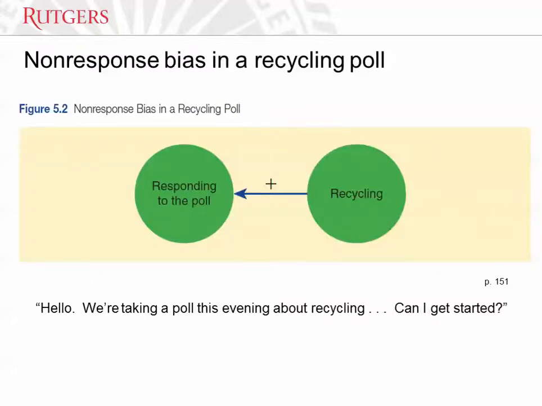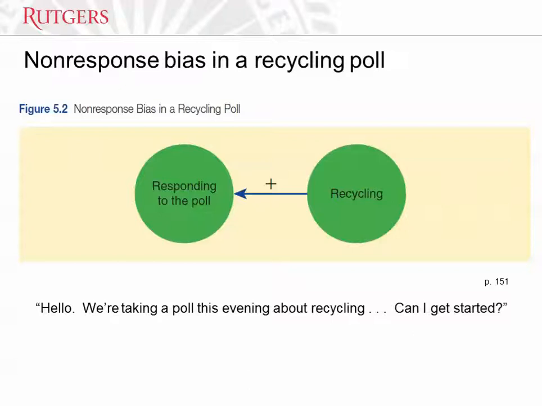So let me just review the example in the book that we give about non-response bias influencing the results. I think this example is good because it's intuitive, and you can get the sense of how this kind of non-response would be biased. Suppose we're doing a telephone survey, and we give the example of a study that was actually done in California about recycling.